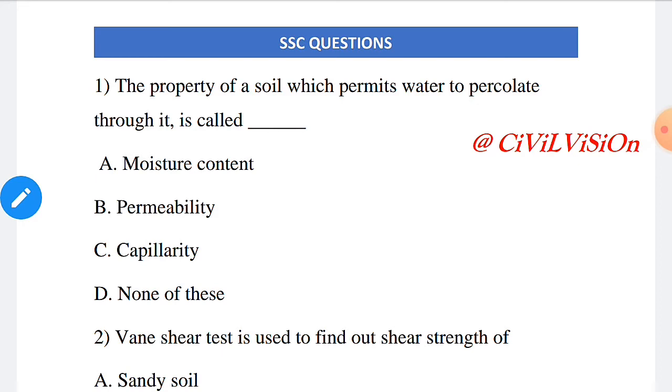Let's start. First question, the property of soil which permits water to percolate through it is called. Actually, permeability in soil mechanics is nothing but a measure of how easily water can flow through the porous soil medium. And also it is one of the properties of soil to transmit water and air. Therefore, the correct answer for this question is option B, permeability.